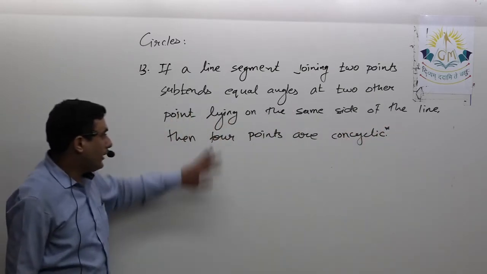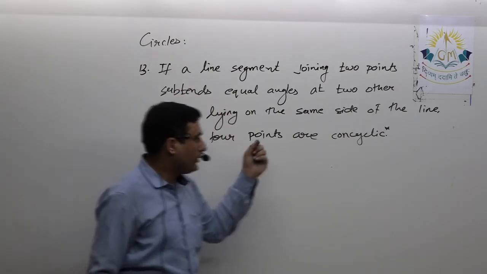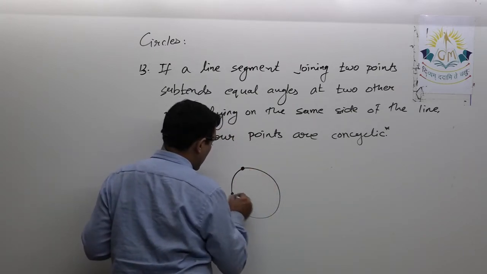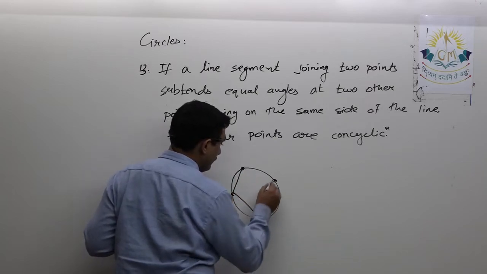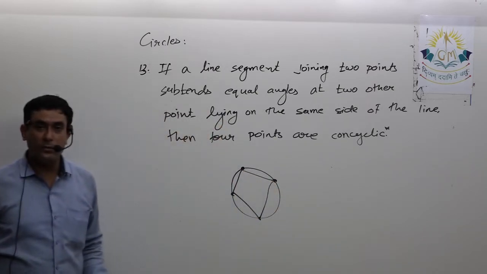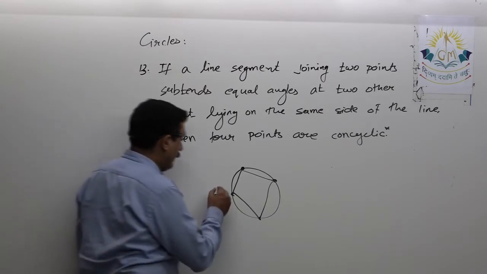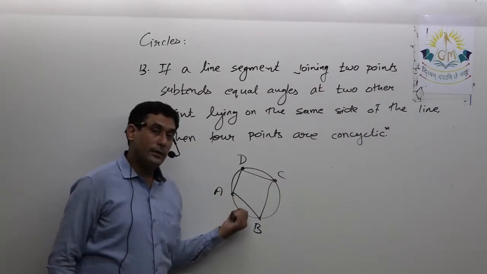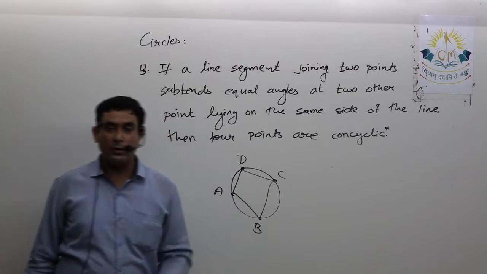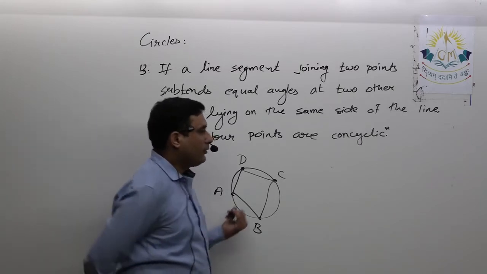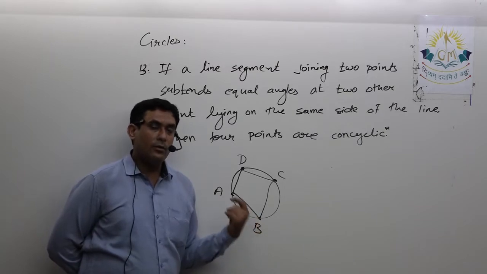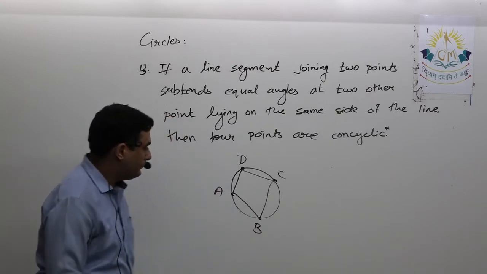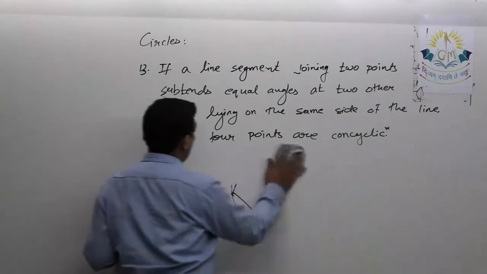Before I explain this, let me explain the meaning of concyclic. 4 points which lie on a circle are called concyclic. So if I say these points are ABCD, I will say ABCD are concyclic. Or I can say this ABCD is a cyclic quadrilateral. So concyclic or cyclic quadrilateral: if 4 points are concyclic, then the quadrilateral formed by joining those points in order will be a cyclic quadrilateral. Now we'll explain this.